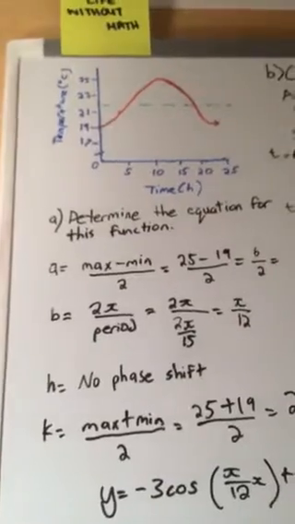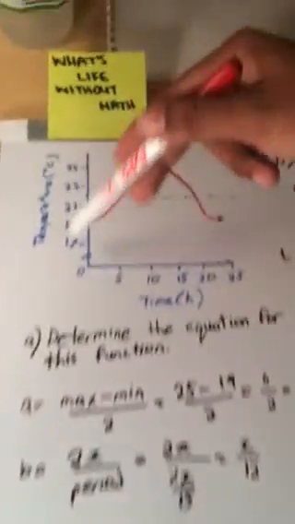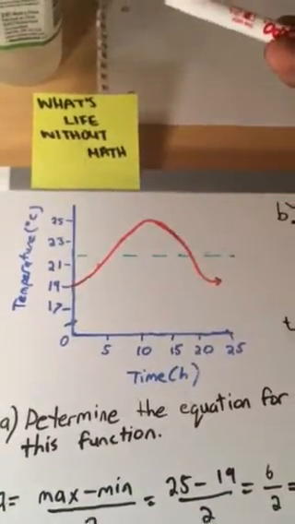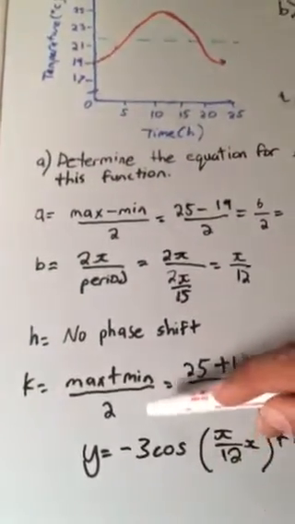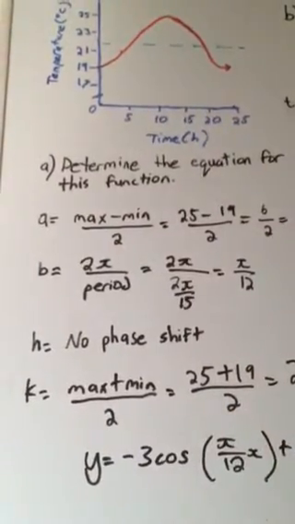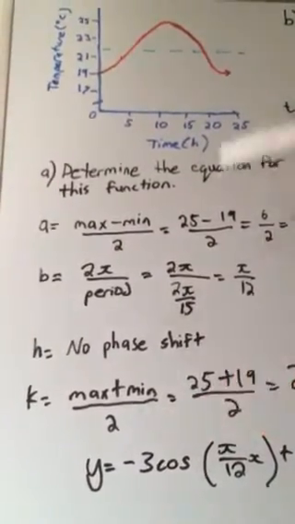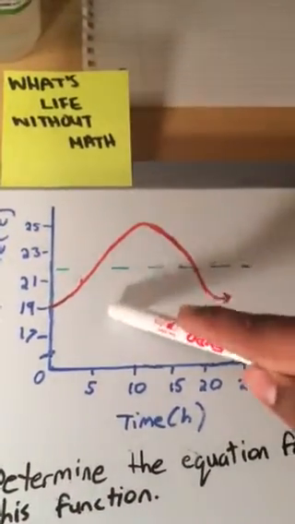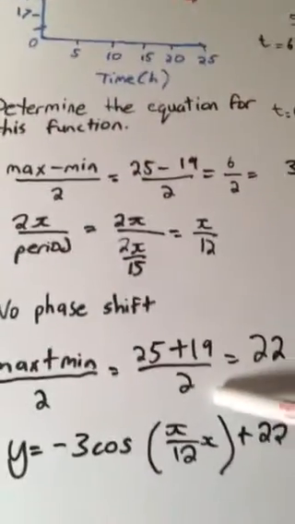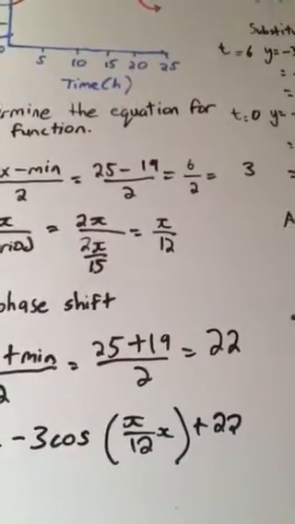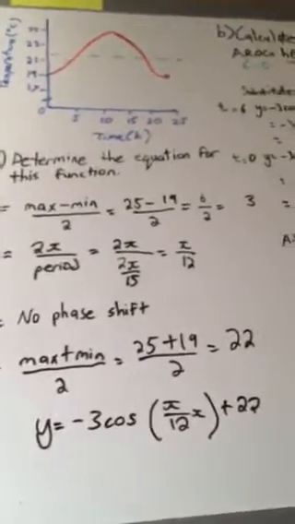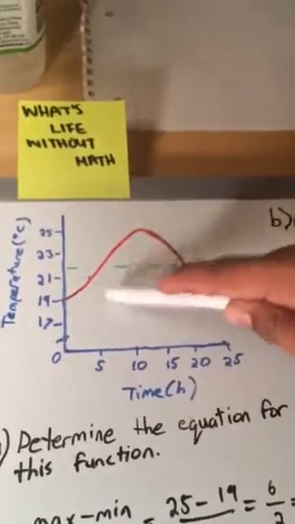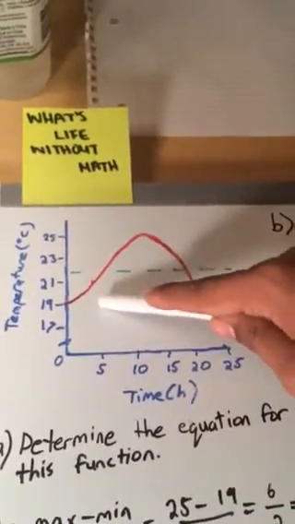Next, let's find our H value. In this case, there is no phase shift because it starts at 0. Your Y is at 0, so there is no phase shift. Lastly, let's determine our equation of axis, also known as our K value. To find K, we do max, which is 25, plus our min, which is 19, divided by 2, which gives us 22. So let's put this equation together. This graph is a negative cos graph because it starts at a minimum value and is increasing.